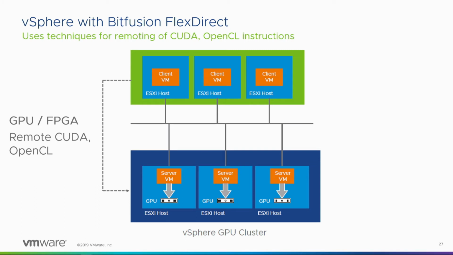Second, we have BitFusion FlexDirect. So BitFusion is an acquisition we did recently, and it is a really cool technology. This is all about making sure that you are as flexible as possible with the usage of GPUs in your enterprise data center. So what we have on the lower side, we have ESXi hosts that are equipped with a GPU device, or multiple even, or an FPGA for that matter. And on the top side, we have ESXi hosts running client VMs that don't have a GPU, but we still want to execute machine learning jobs in those client VMs. And we can basically remote the CUDA instructions or OpenCL instructions from the client VM over the fabric to a BitFusion server VM that is equipped with a GPU.